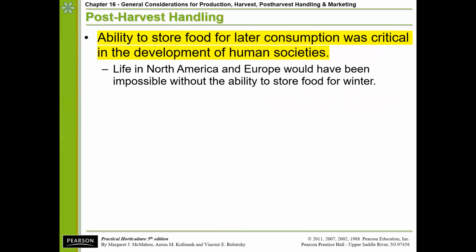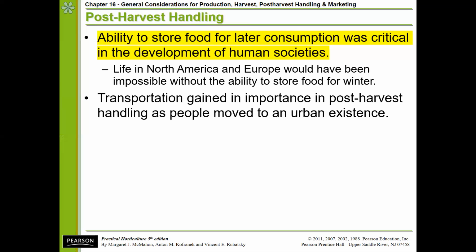So let's say we've harvested it. What happens next? Of course, there's a lot to do with the post-harvest handling. Of course, we think back in time, the ability to store food has been critical for the development of human societies. And I mean, you might not think of that as being that important, but it really is. You can grow a crop, but if you can't store it, then why does it matter? So life in North America and Europe would have been impossible without this ability to store food for winter.